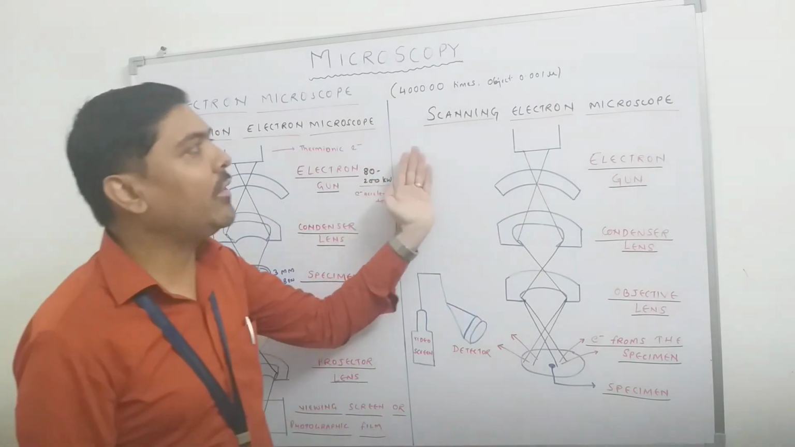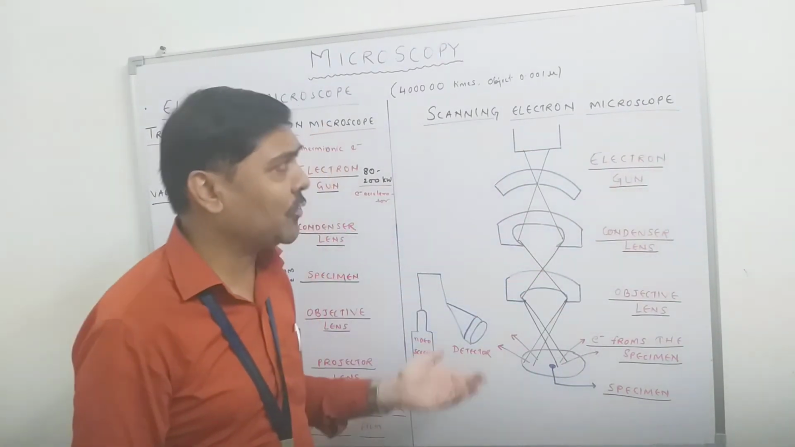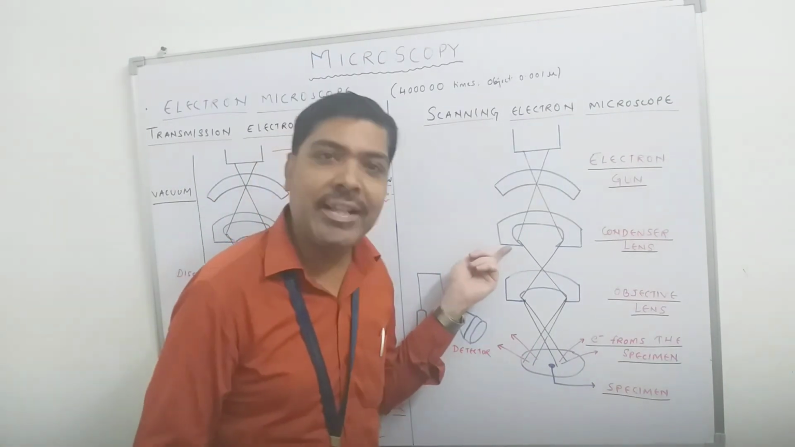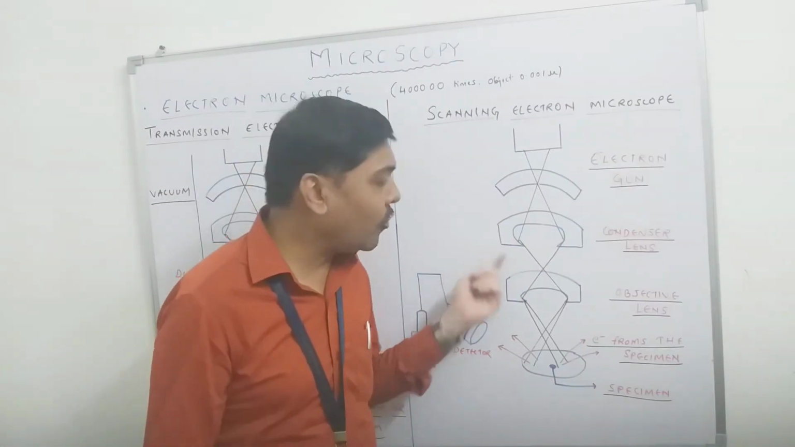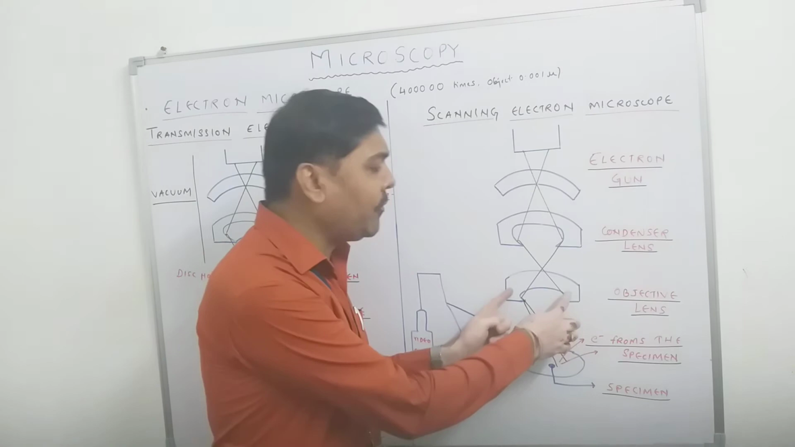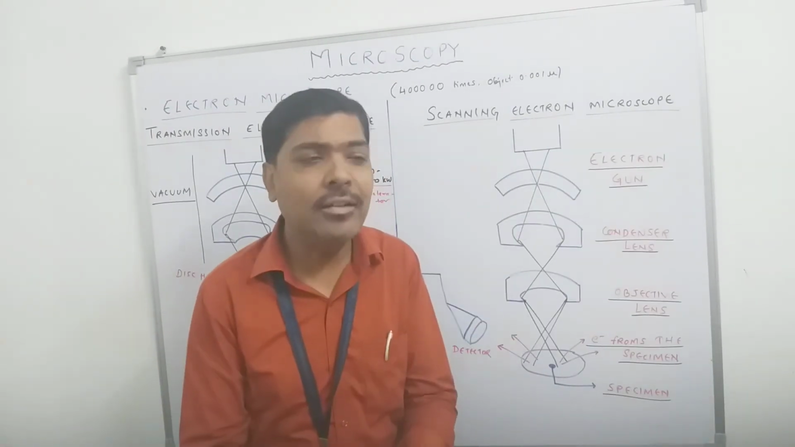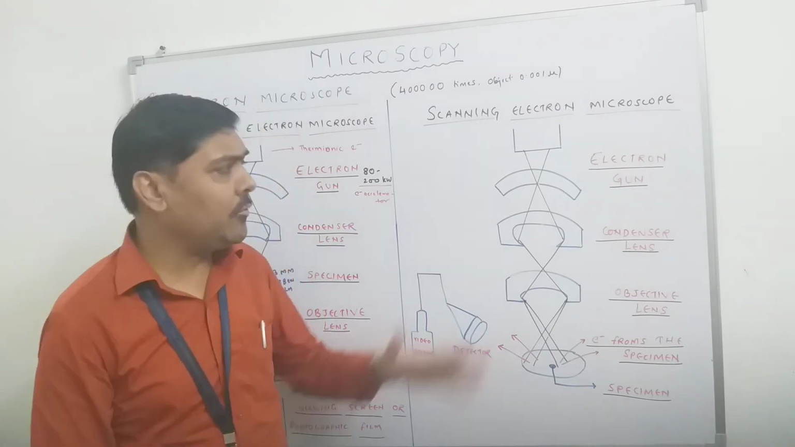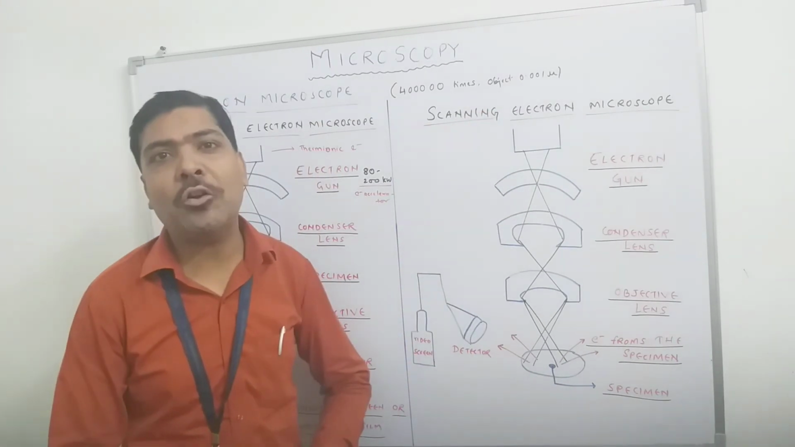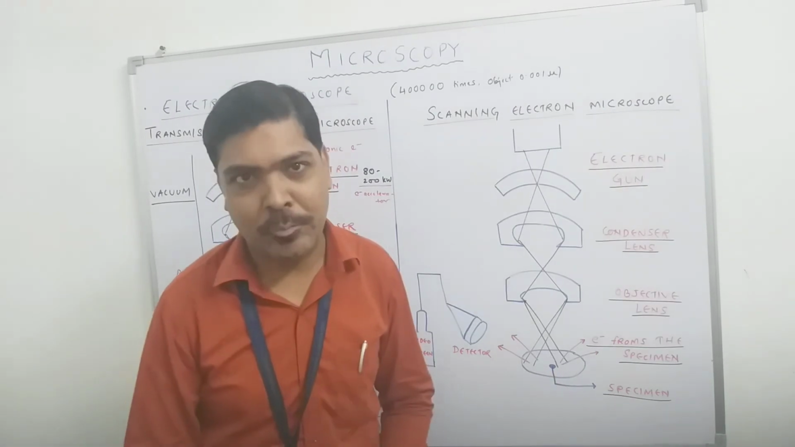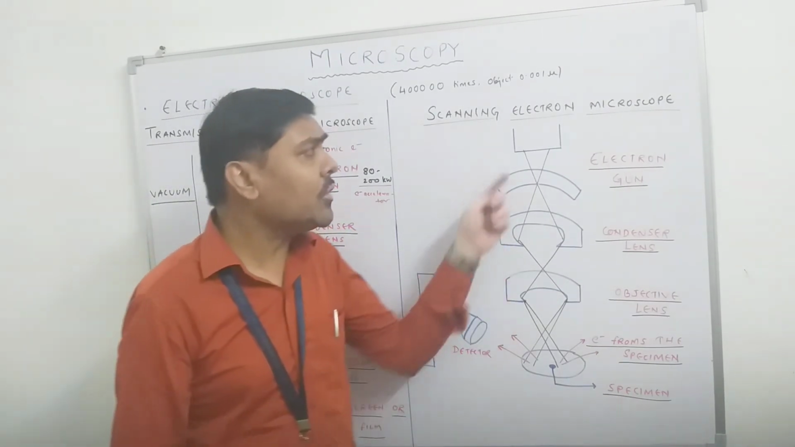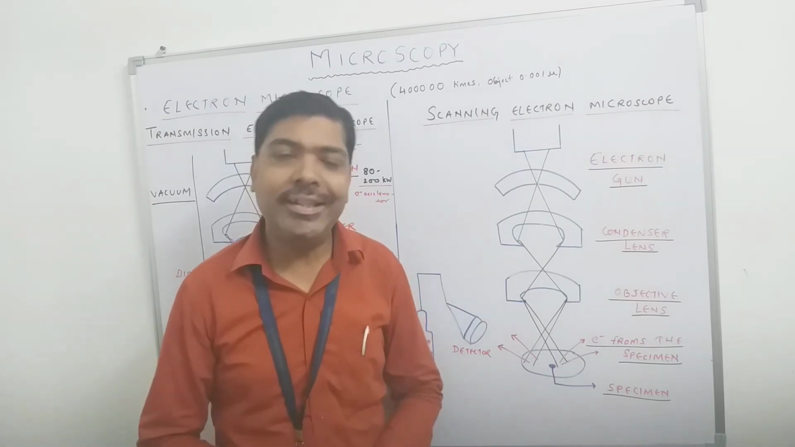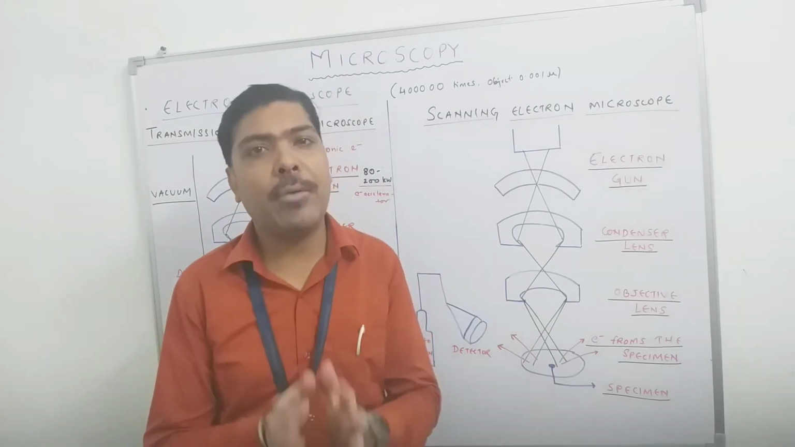Whereas in scanning electron microscopy, electrons are generated by the electron gun, and with the help of the condenser lens these electrons are focused towards the objective lens, and from the objective lens they are directed towards the specimen. Okay, so this is the basic arrangement of scanning electron microscopy. Now the electrons generated by the electron gun, the thermionic electrons, are actually called the primary electrons.